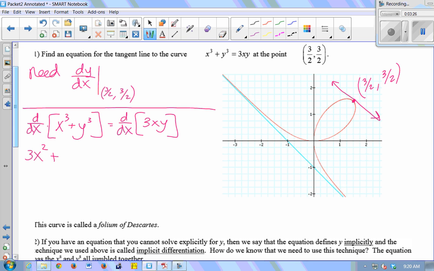The derivative of y cubed is 3y squared, right? But y is a function of x. The variable that I'm taking the derivative with respect to is x, not y. So d/dx of x cubed is a straightforward 3x squared, but d/dx of y cubed is going to be 3y squared times the derivative of y. Why do I have to multiply by y prime here?